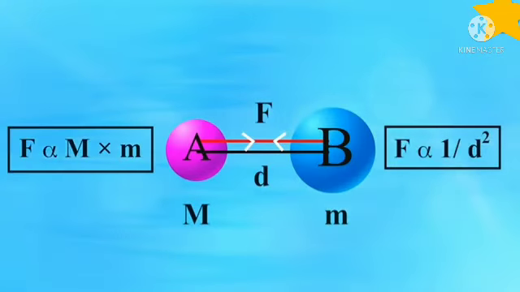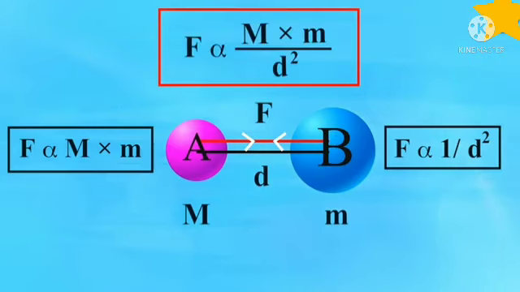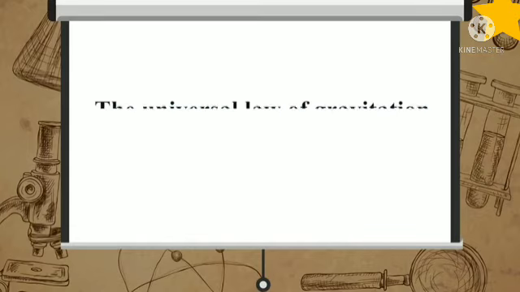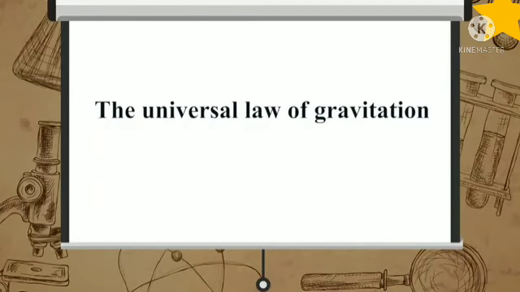Now we write the equation mathematically: F is directly proportional to m1 into m2 divided by d squared. So we get F equals G into m1 m2 divided by d squared. As I already told, G is the constant of proportionality, the universal gravitation constant. So this is called the universal law of gravitation.